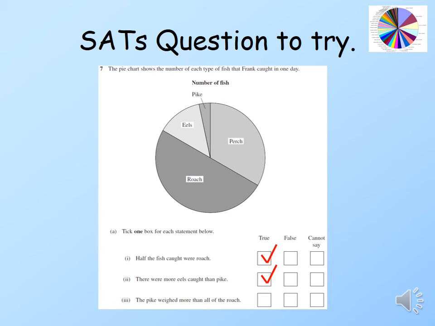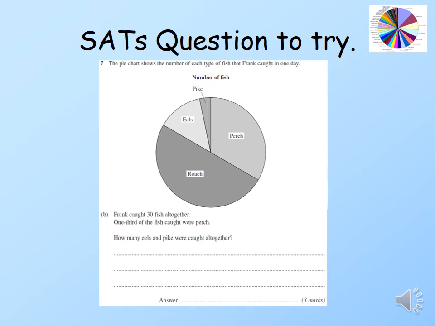And the final one, the pike weighed more than all of the roach. So we don't know the information, but just looking at the proportions, it's a much smaller proportion. So the answer is we don't know. Okay, we can't say it's false because there might be big pike.